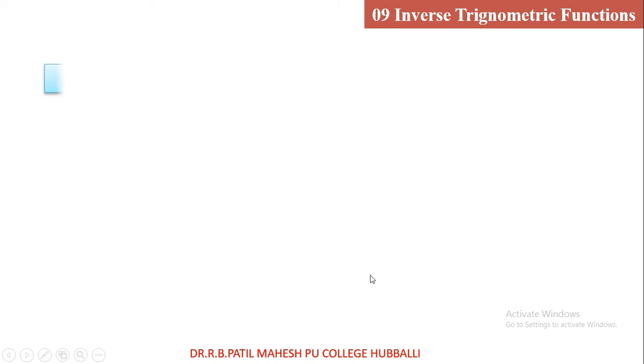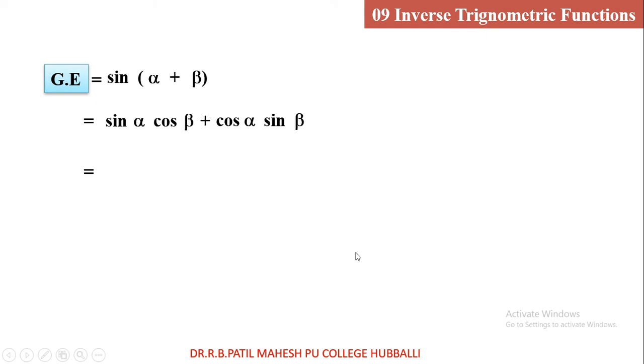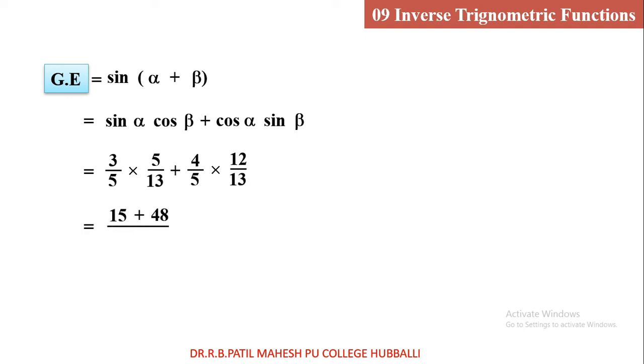Then finally you get the expression as sin of alpha plus beta, because you have taken alpha and beta separately. Sin of alpha plus beta by trigonometry is sin alpha cos beta plus cos alpha sin beta. Replace the values you obtained just now, that is 3 by 5 into 5 by 13 plus 4 by 5 into 12 by 13. On simplifying, 15 plus 48 divided by 65. So the final answer will be 63 upon 65, the value of the expression.